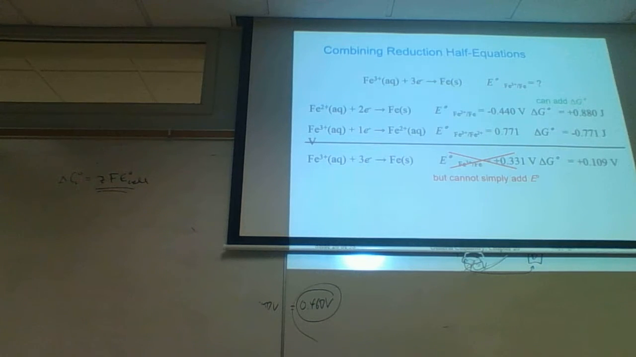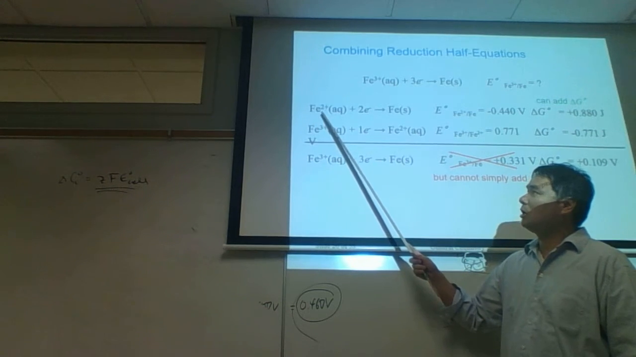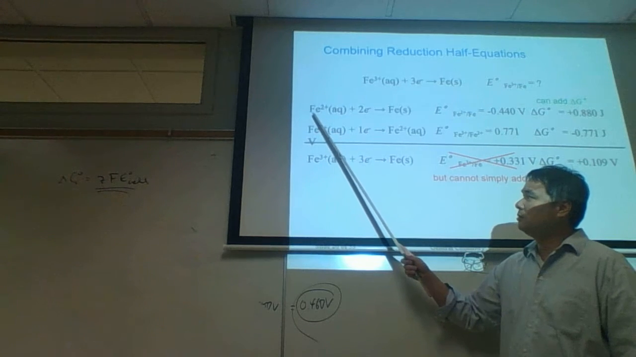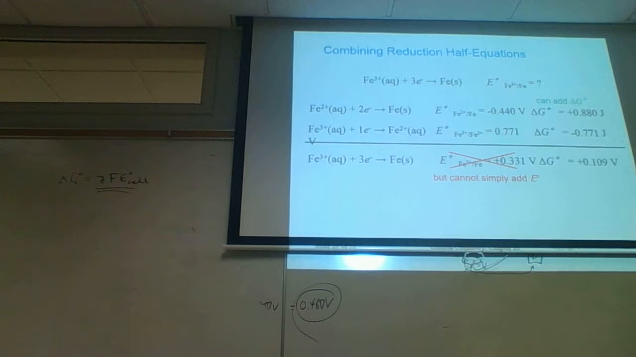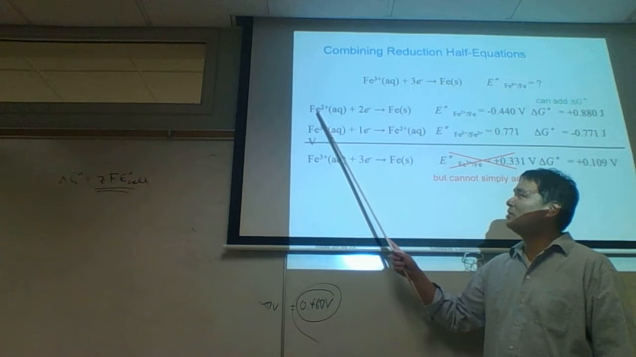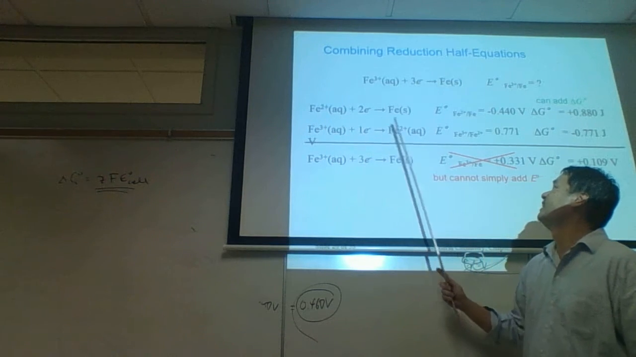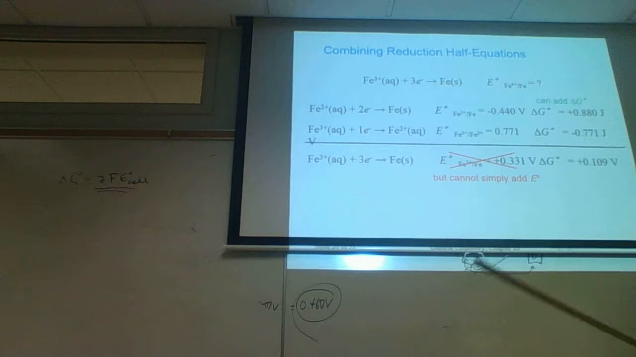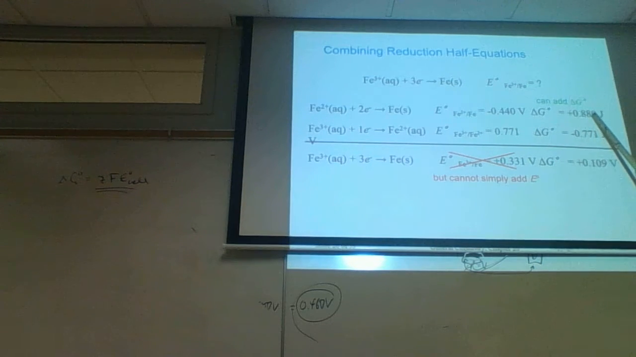But we can add the delta G's, because the delta G's are going to depend on how much, you know? If you have 1 mole of 1 molar iron 2 plus versus 2 moles of 1 molar iron 2 plus, then that's going to change how much energy we have. But that's not going to change the voltage here. That's like 1 gallon versus 2 gallons. And so over here, we can add these.